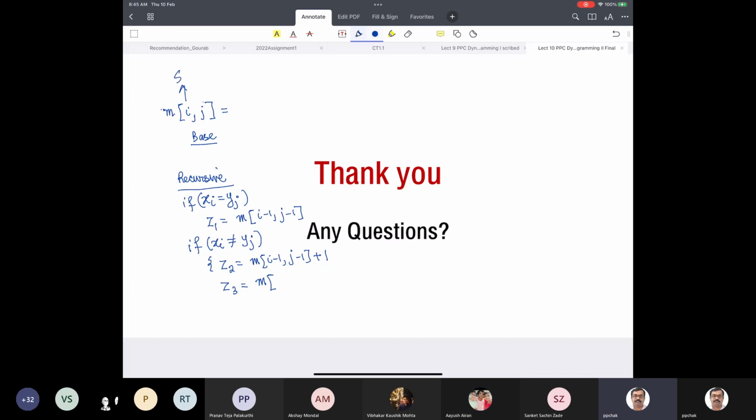If this is S and this is P, M(i minus 1, j minus 1). No, i minus 1, j minus 1, that's done. What will you do? This is when there is a match, or a mismatch, and you go ahead with the mismatch. And here, what do you want to do? To start from the beginning, isn't it?